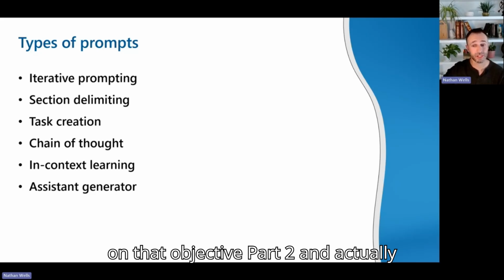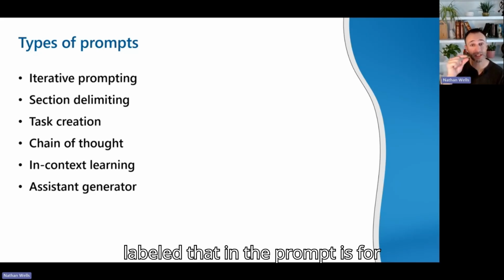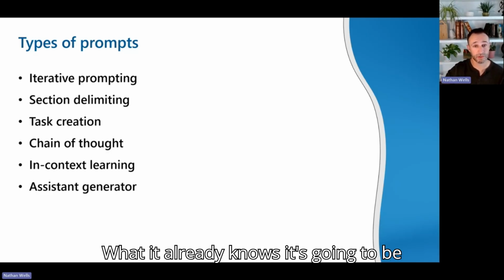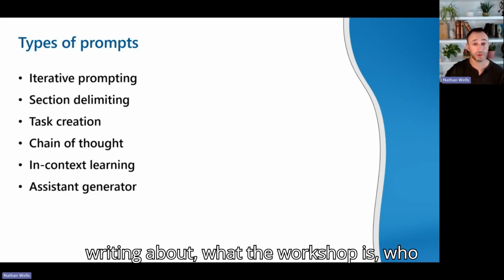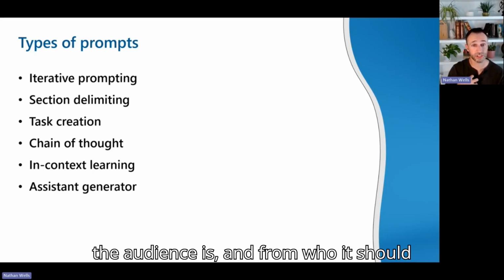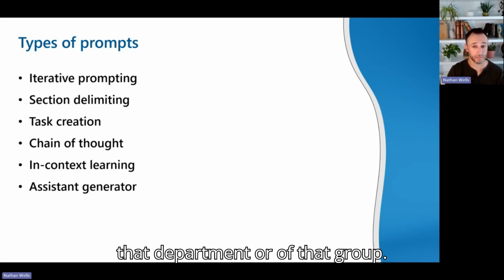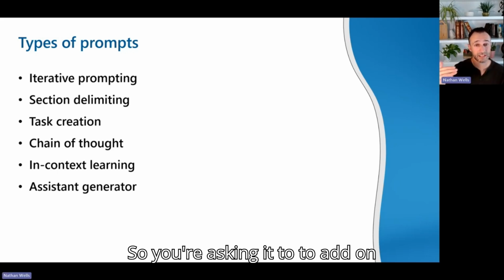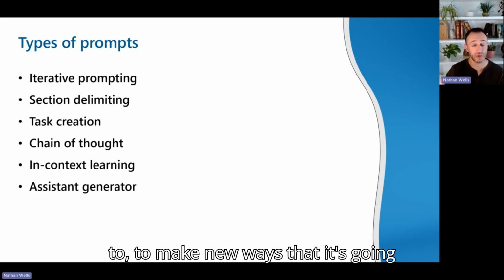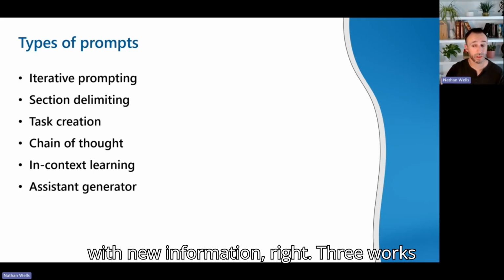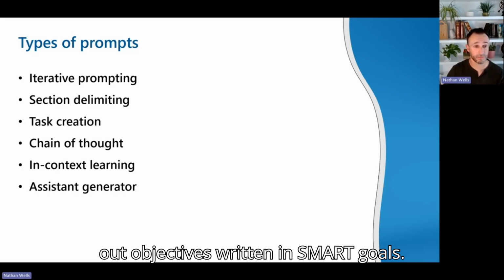And then based on that objective, part two, and I actually label that in the prompt, is for it to write SMART goals based on what it already knows it's going to be writing about, what the workshop is, who the audience is, and from who it should be writing it from as the director of that department or of that group. So you're asking it to add on to make new ways that it's going to use that first information to come up with new information, right? 3 workshop objectives written in SMART goals.